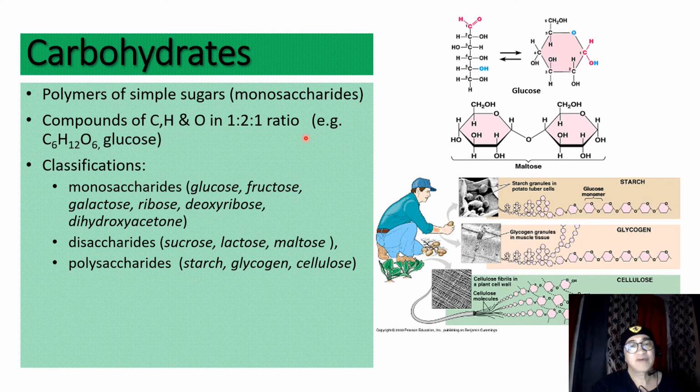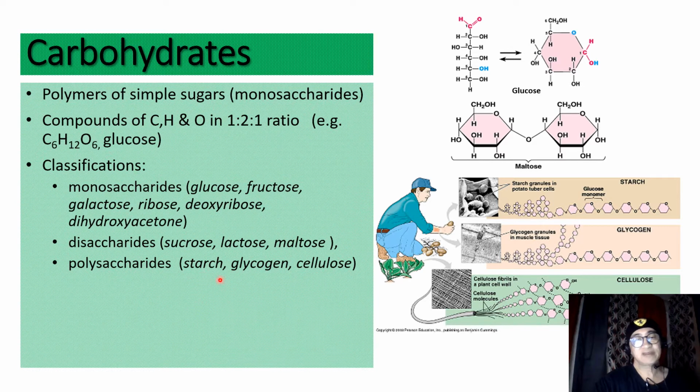The carbohydrates are classified as either monosaccharides, which are mainly made up of simple sugars, disaccharides made up of 2 units of simple sugars, and then the polysaccharides made up of more than 2 units of simple sugars. Monosaccharides include glucose, fructose, galactose, ribose, deoxyribose, and dihydroxyacetone, whereas disaccharides include sucrose, lactose, and maltose. Sucrose is made up of units of glucose and fructose, whereas lactose is made up of glucose and galactose, whereas maltose is made up of 2 units of glucose.